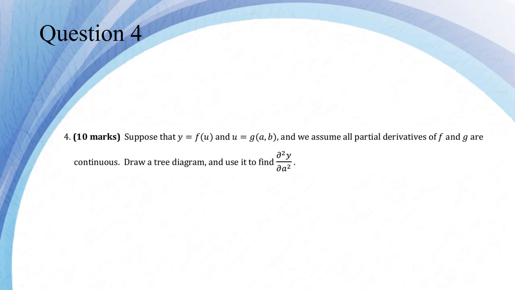Now let's move on to question 4. We have y equals f of u, and u equals g of a and b. Then we need to draw a tree diagram and find the partial y over partial a, and the partial squared y over partial a squared.